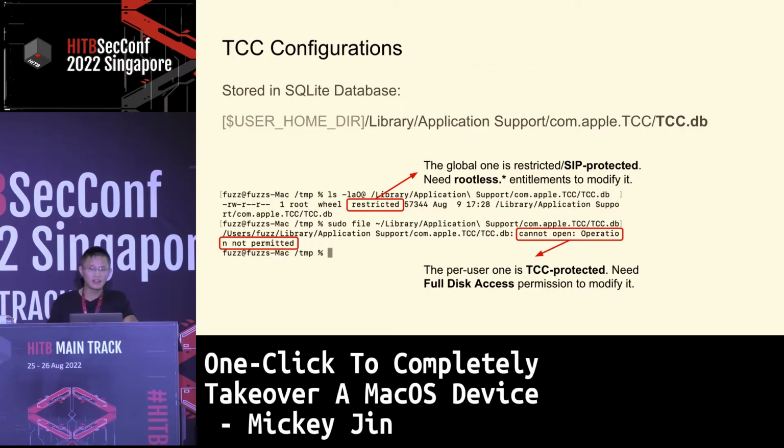In fact, all users' configuration data is stored in a SQLite database named tcc.db. There are two locations. One is for the global, which is restricted and SIP protected. We need the rootless related entitlements to modify it. And the other one is for each user. It is protected by TCC itself. We need the full disk access permission to modify it.